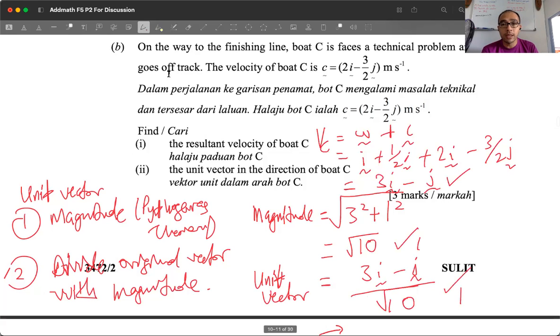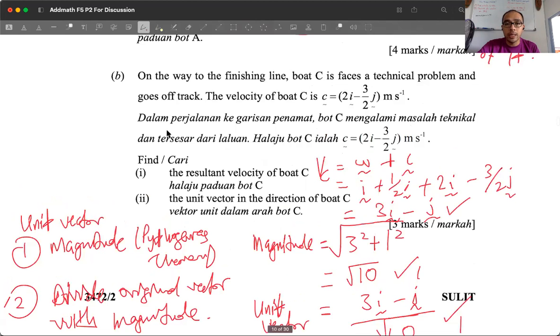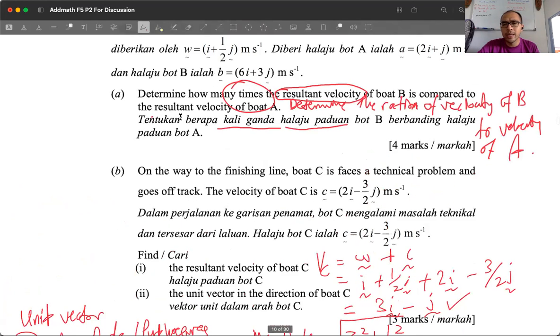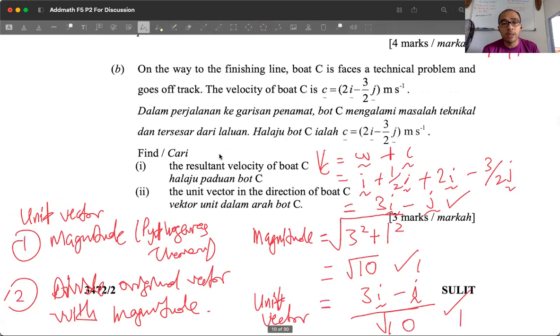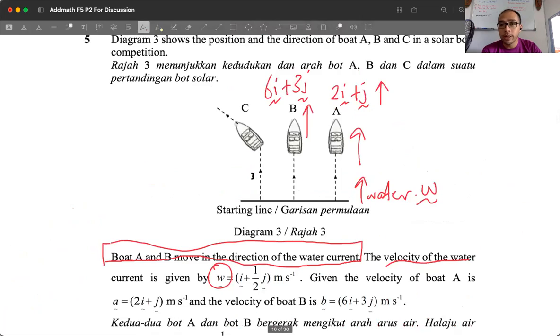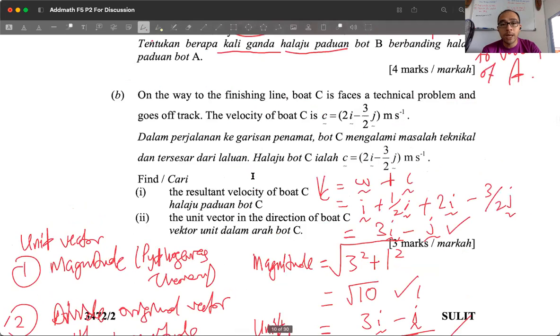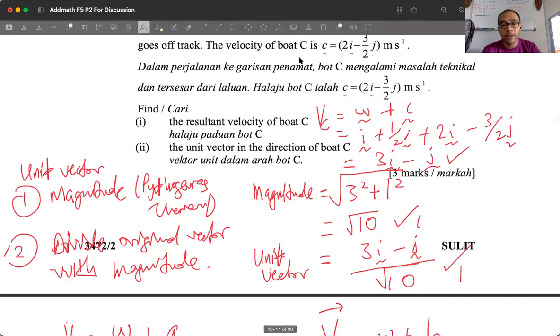So actually, if you think about it, question B is actually easier than question A. Question A is a little bit more complicated. Question B is basically a no-brainer. Kamu cari hal laju paduan, which is just add the two vectors together, and then you find a unit vector, which is something that we have done in many latihan. Cuma yang menjadikan soalan ini nampak complicated adalah the situation. But we have done this step, how to calculate the unit vector, so many times.